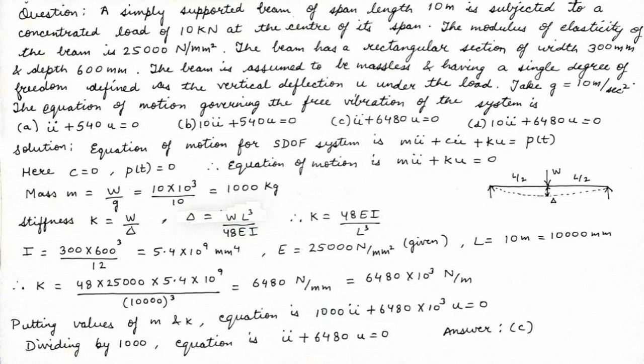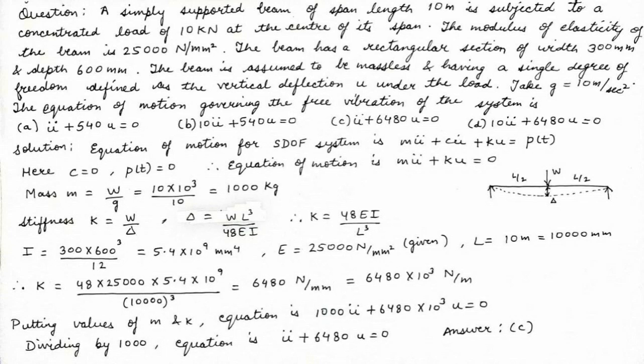It is given to us that the beam is massless and it has a single degree of freedom, which is the vertical deflection u under the load. Equation of motion for a single degree of freedom system is m u double dot plus c u dot plus k u is equal to P(t). Since nothing is given to us about damping, c, the damping coefficient, is 0. It is given to us that the beam has free vibration, so no force is acting on the system and thus the dynamic force P(t) will be equal to 0. We have our equation now as m u double dot plus k u is equal to 0.